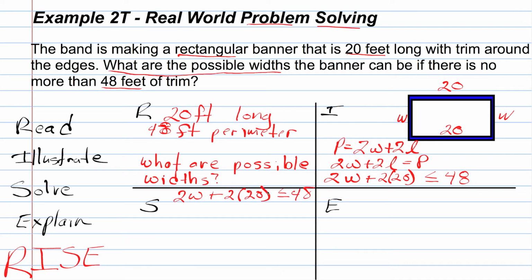And this ultimately is a 2-step inequality. It ends up being 3 steps because we have to do 2 times 20. So I'm going to simplify that 2 times 20 now. 2 times 20 is 40.